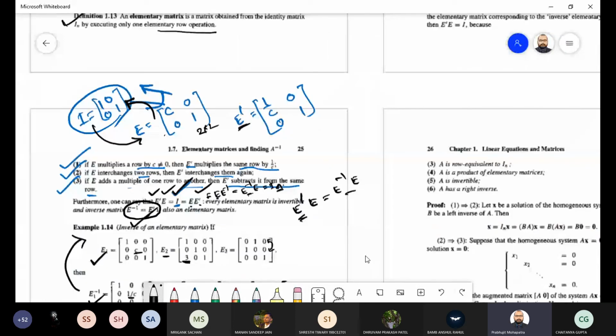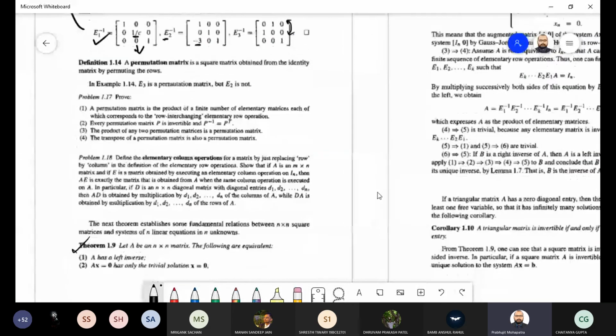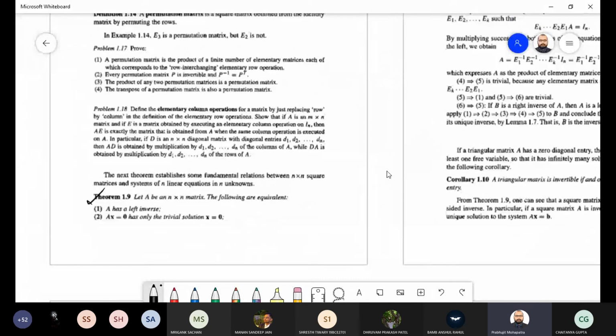Okay. Now, the following are equivalent. Equivalent means if one is true, then the second one is true. If the second is true, the third is true. Third true, fourth true. Like that we have to prove. So it is saying that if A has a left inverse, then Ax equal to 0 has only the trivial solution, that is, x equal to 0.